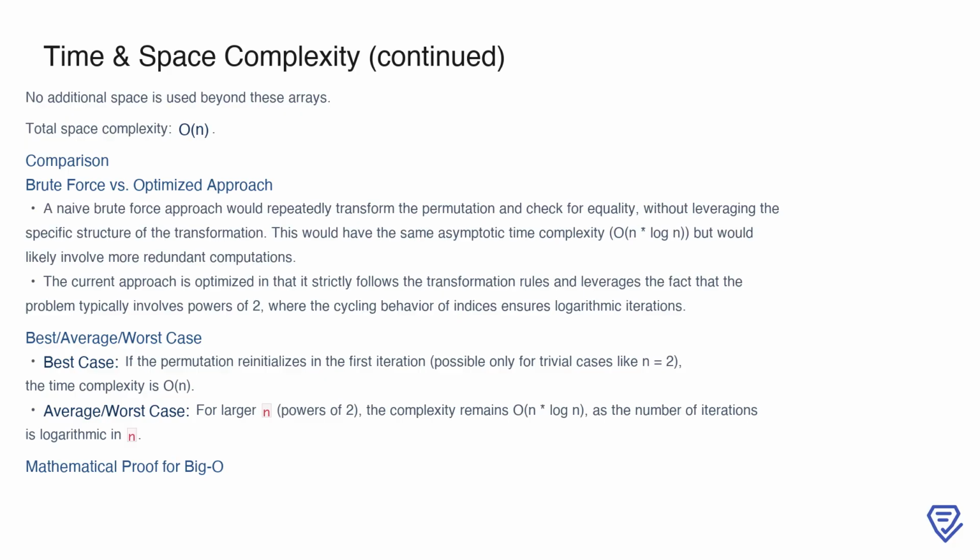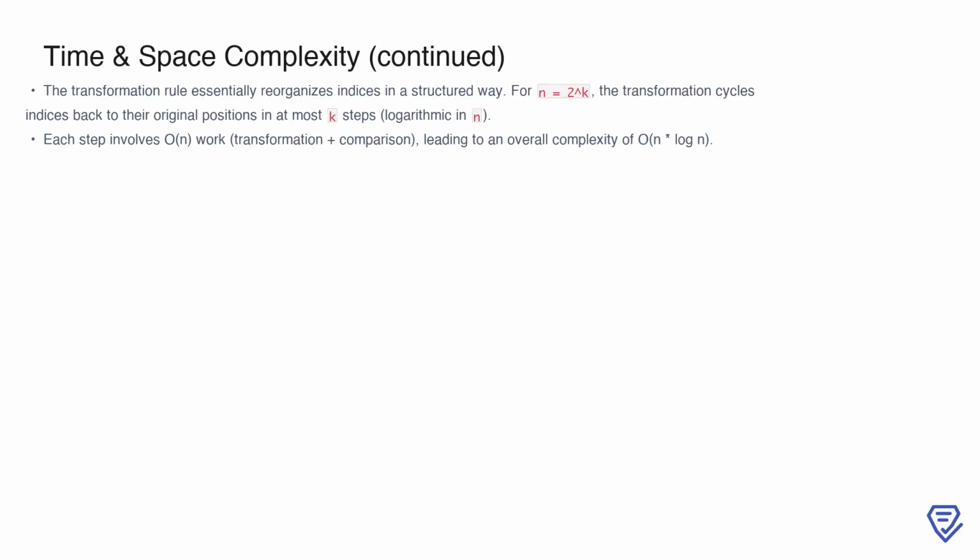For larger values of n, including powers of 2, the time complexity remains O(n log n), due to the logarithmic number of iterations. The reason this logarithmic behavior arises lies in the mathematical properties of the transformation rule. Specifically, when n equals 2 raised to the power of k, the transformation essentially reorganizes indices such that they return to their original positions within at most k steps, where k is logarithmic in n.